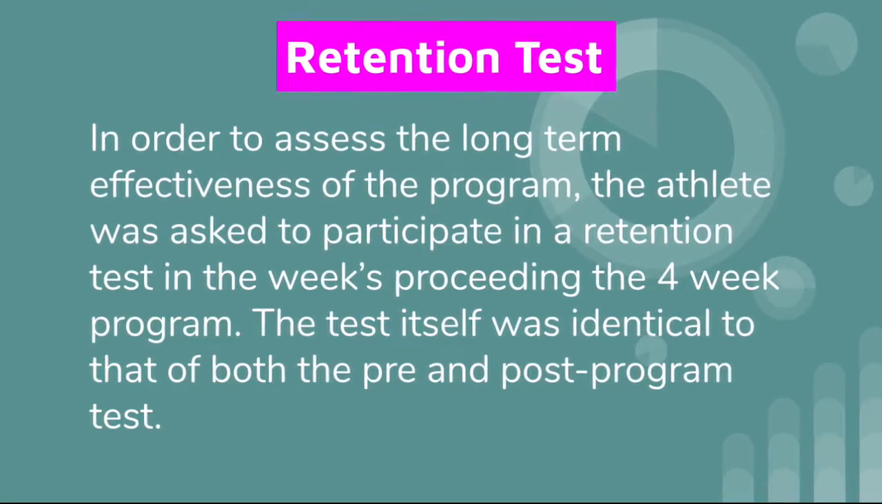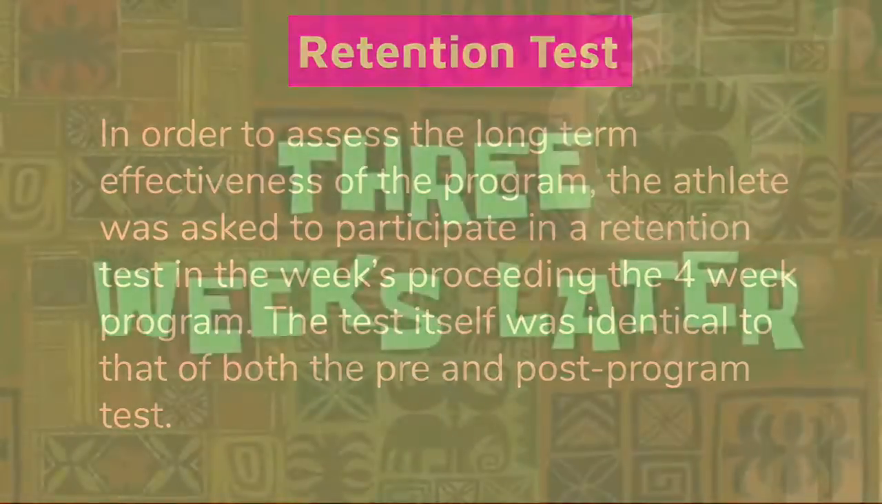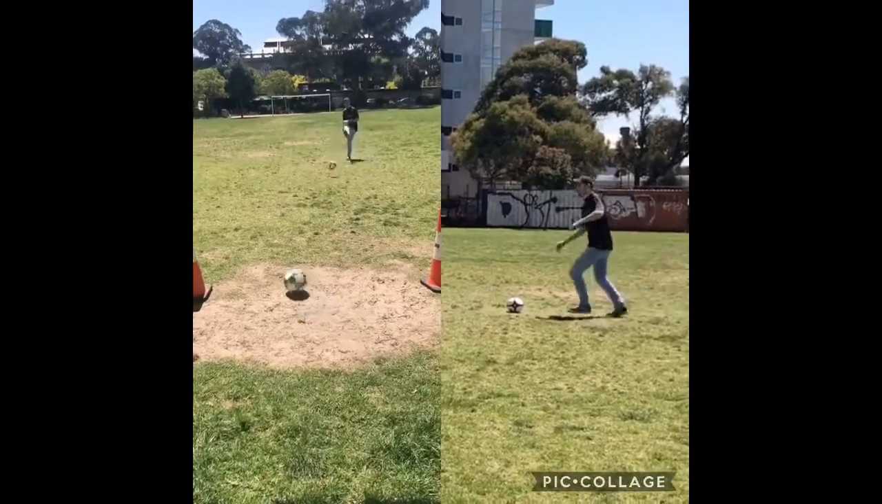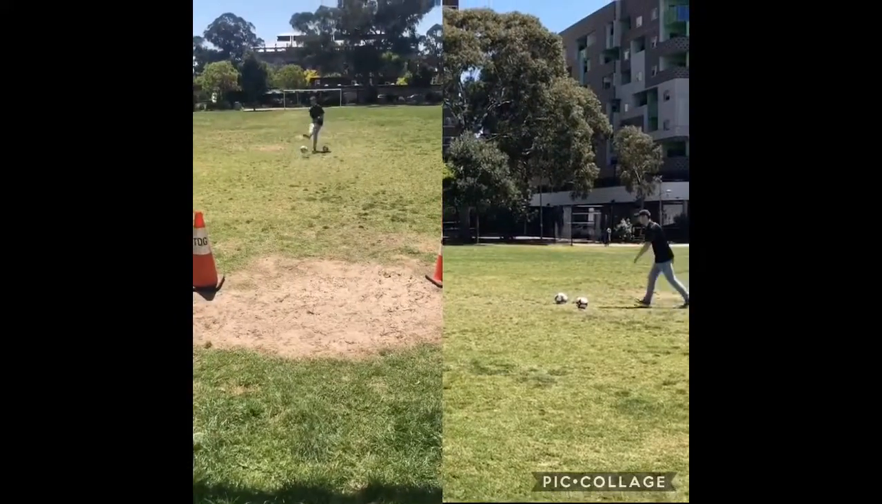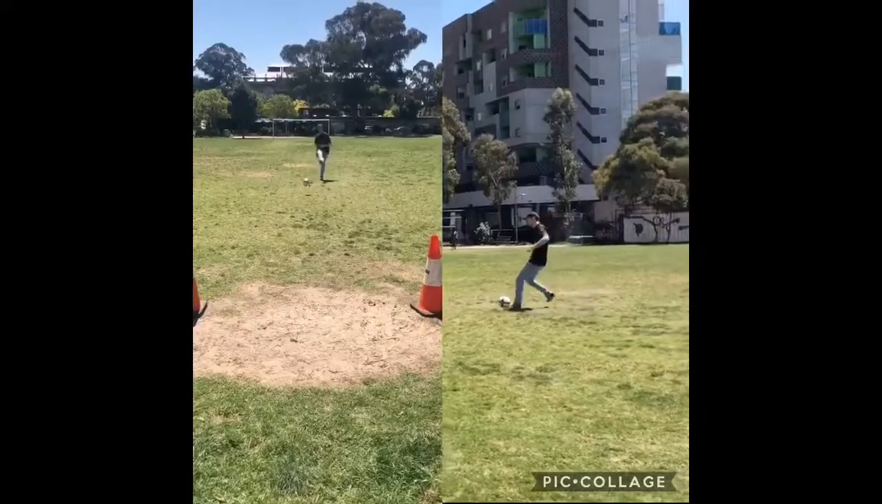To assess the long-term effectiveness of the program, the athlete was asked to participate in a retention test 3 weeks later. The test itself was identical to that of both the pre- and post-program test, in which the athlete had attempted to complete 10 consecutive passes between a pair of cones.